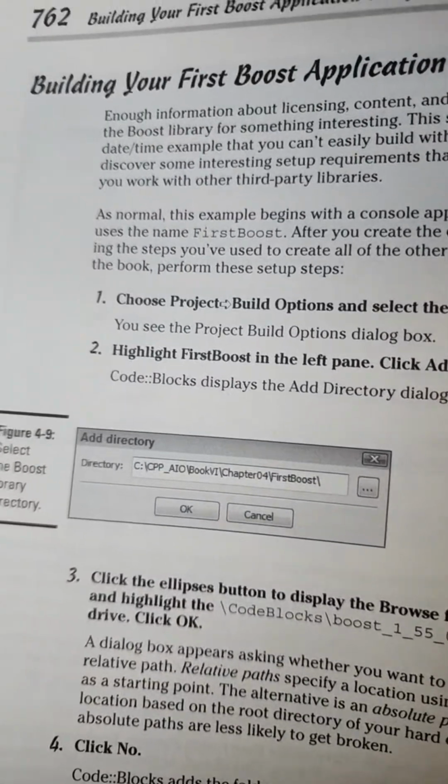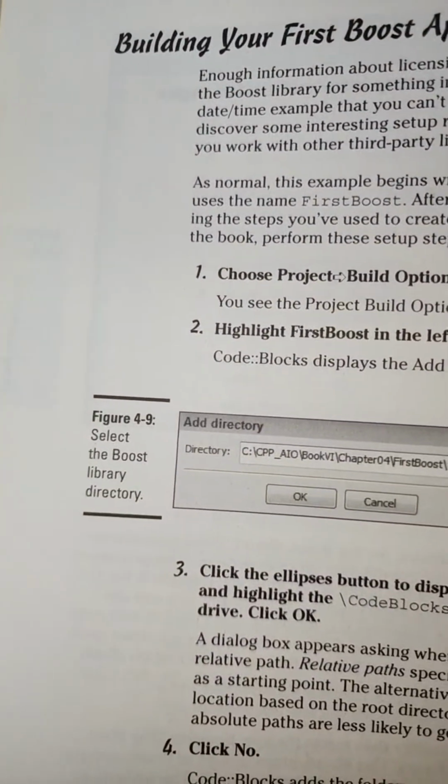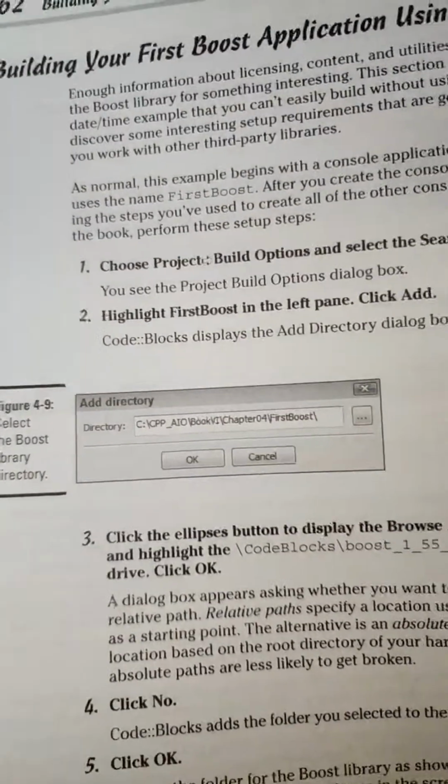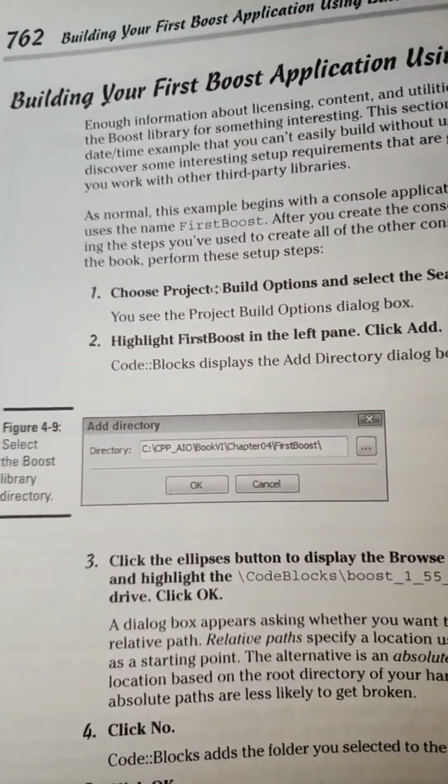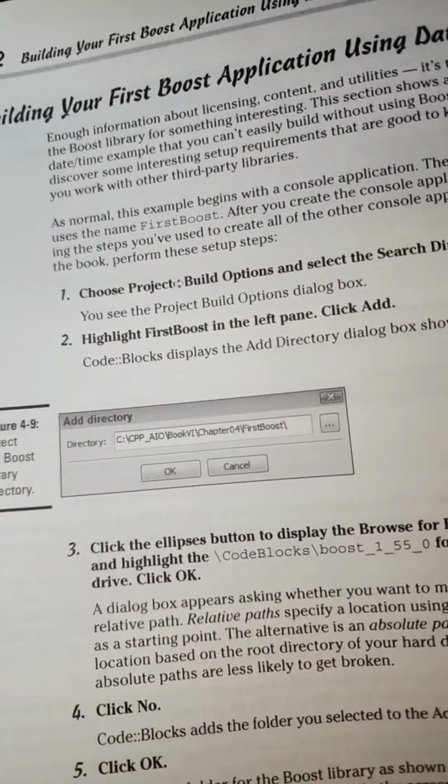2. Highlight First Boost in the left pane. Click Add. Code::Blocks displays the Add Directory dialog box shown in Figure 4-9. Select the Boost library directory. That's what that looks like, at least when this book was published.